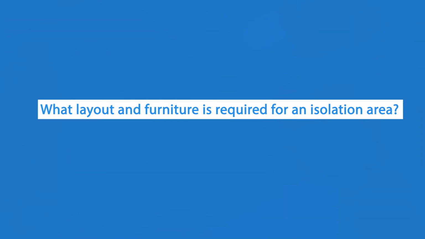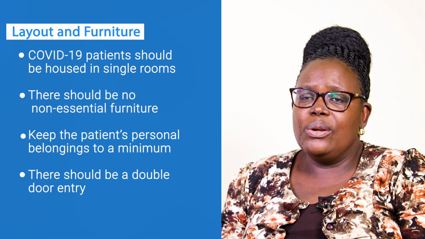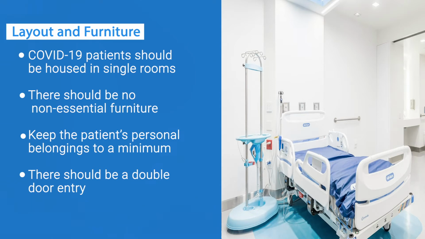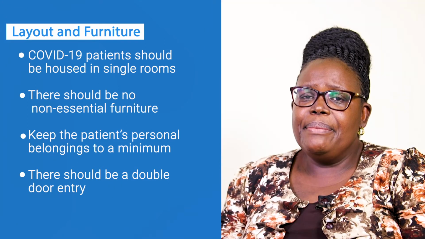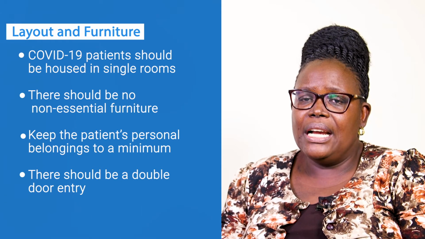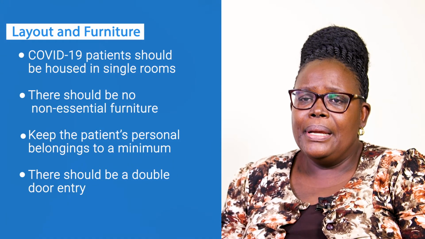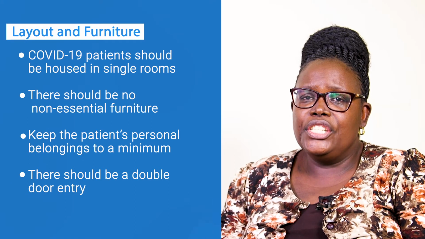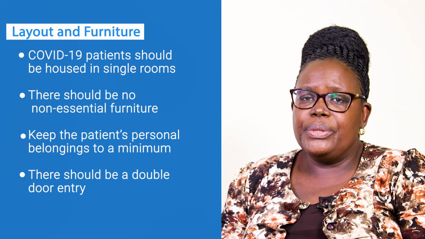What layout and furniture is required for an isolation area? COVID-19 patients should be housed in single rooms. If sufficient single rooms are not available, beds could be put with separation of at least 1 meter from one another. There should be no non-essential furniture. Therefore, ensure that the remaining furniture is easy to clean and does not conceal or retain dirt or moisture within it or around it. Keep the patient's personal belongings to a minimum and keep water pitchers and cups, tissue, wipes, and all items necessary for attending to personal hygiene within the patient's reach.